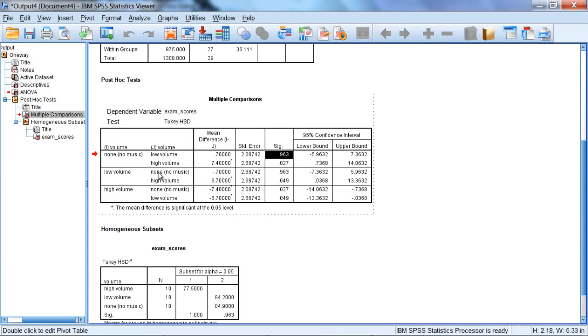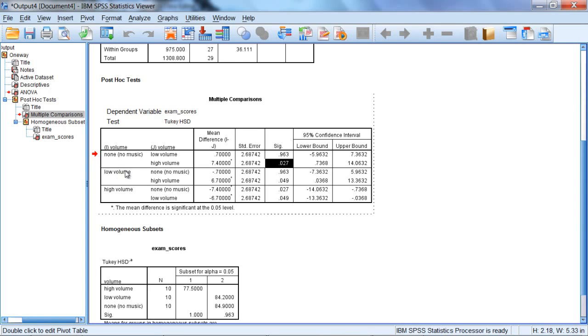Okay, our next result we read diagonally. So we move down diagonally, and this compares no volume versus high volume. As we read over, we can see that this test is in fact significant at 0.027. So there's a significant difference between no volume and high volume.